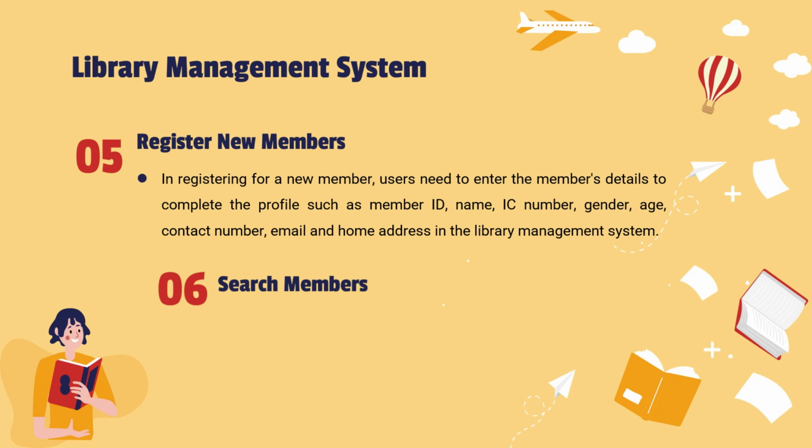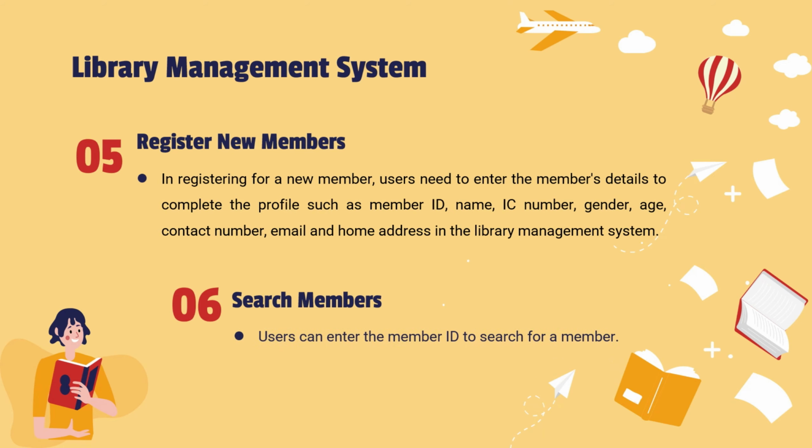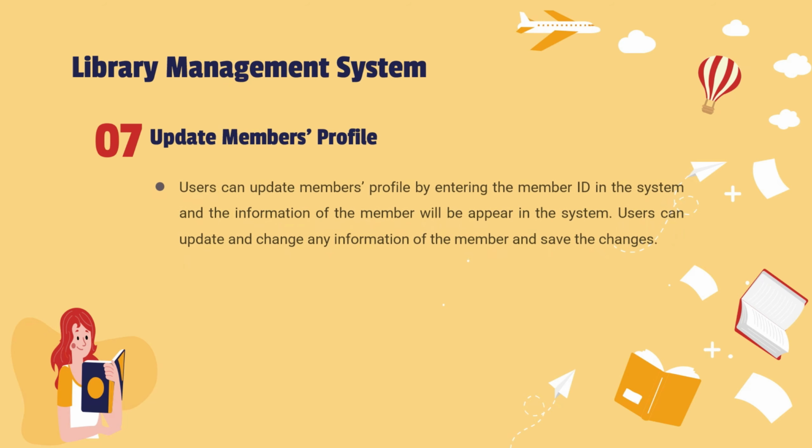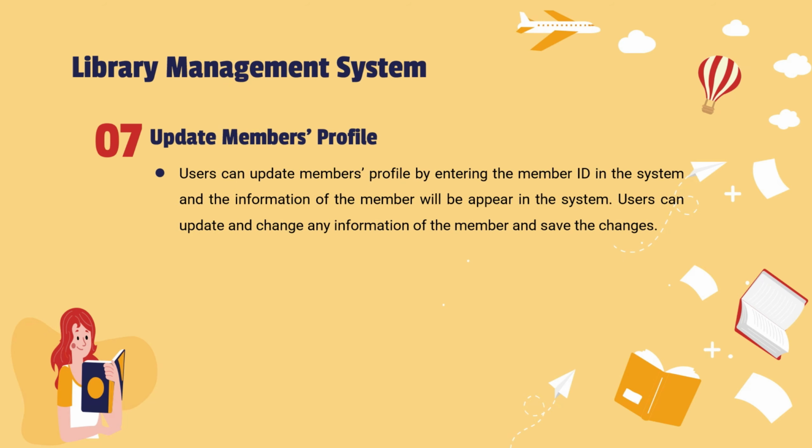Besides that, library management system can search members. Users can enter the member ID to search for a member. Library management system can update members' profile. Users can update members' profile by entering the member ID in the system, and the information of the member will appear in the system. Users can update and change any information of the member and save the changes.